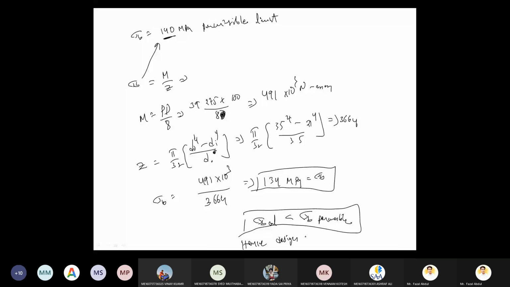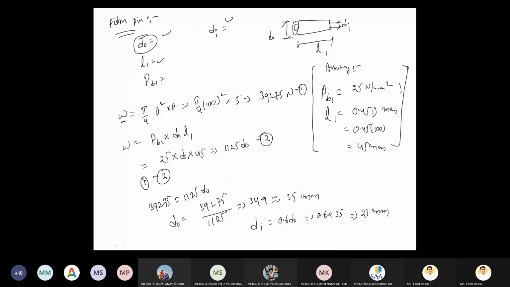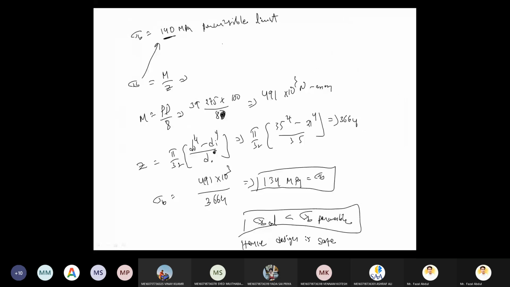Design is safe means that the parameters we calculated, d naught and di, are going to sustain the bending load acting on the piston pin. This is the maximum permissible limit for the given material of the piston pin, but we are getting 134, so that's the reason our design is safe.